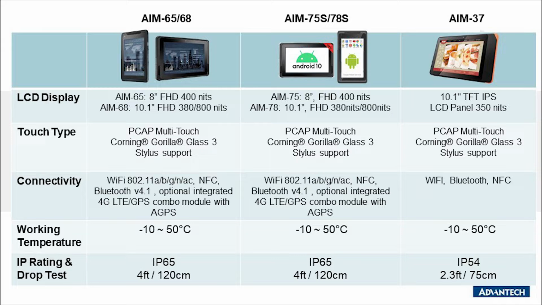A 4G LTE or GPS combo module is optional for AIM65 and 75 models. The rugged design includes a wide working temperature range, supporting from -10 Celsius up to 50 Celsius high temperature, and dust and waterproof up to IP65 level. Even AIM37 also has IP54 level to withstand strong water jet impact, and a drop test for 4 feet, and AIM37 is dropped from 2.3 feet.